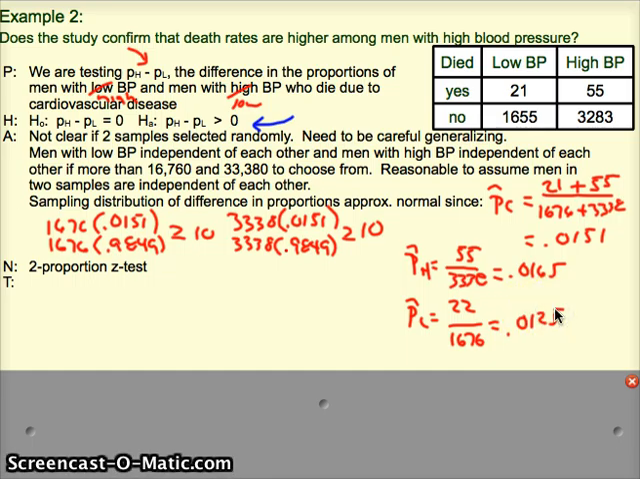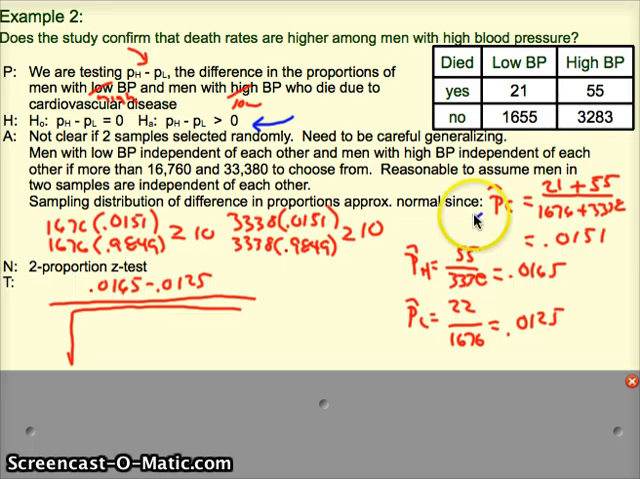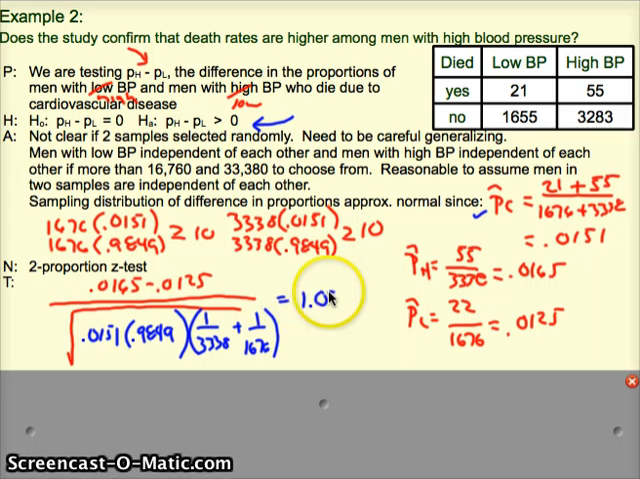So the numerator for our test statistic is the difference in sample proportions, p-hat for high blood pressure minus low, divided by standard error. And because it's a significance test, we use p-hat combined here. So in the denominator here, we have p-hat combined times 1 minus that, times 1 over the individual sample sizes. Sample size 3338, plus 1 over 1676. Right, and if all that work is done carefully, we end up with a test statistic of 1.079.